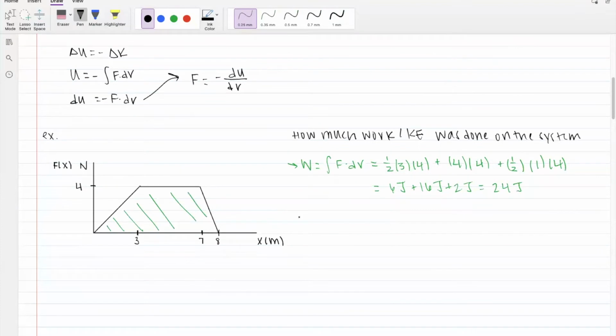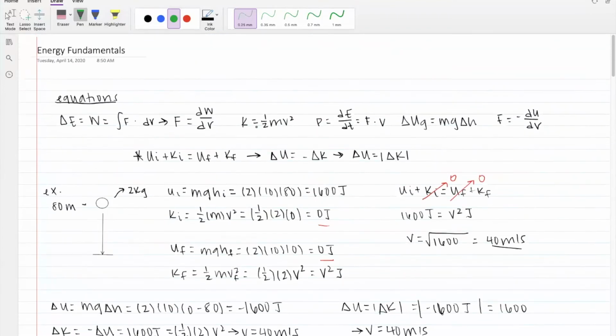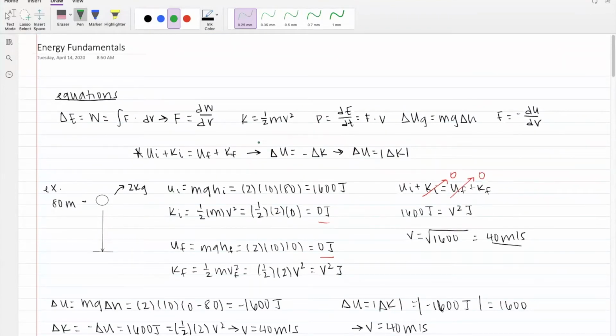Another question that they might ask is, what is the delta U of the system? In this case, we have delta U is equal to negative delta K, which will equal negative 24 joules. Hence why you also need to have these two equations memorized, even if you do like to use this more often.